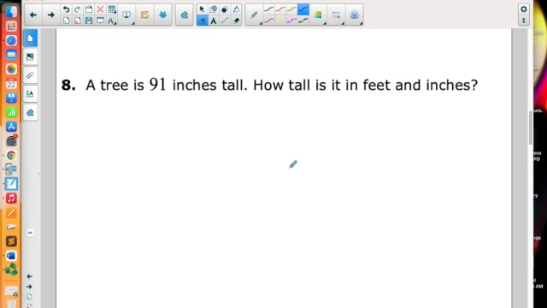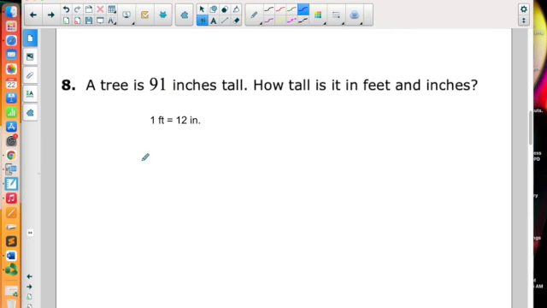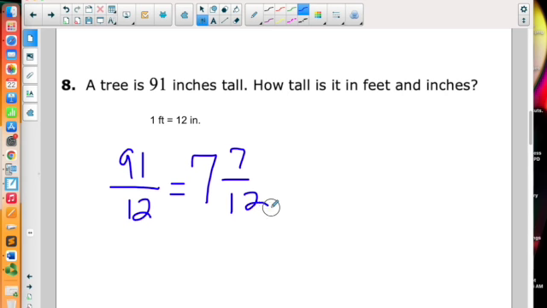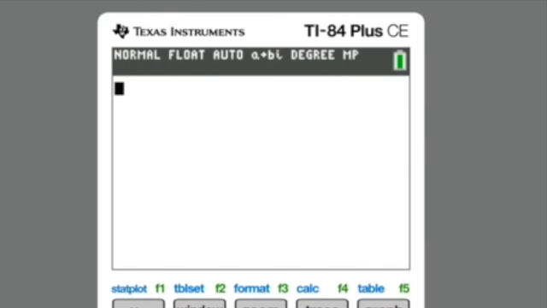Next. This tree is 91 inches tall. It must be a baby tree. How tall is that in feet and inches? Remember that 1 foot equals 12 inches. If you don't remember it, now you know. So if I've got 91 inches and I divide by 12, 12 will go into 91 7 times with 7 left over. Now, if you try to put this in your handy dandy calculator, notice how I didn't jump to the opportunity to use this, but 91 divided by 12 is going to give me a decimal.